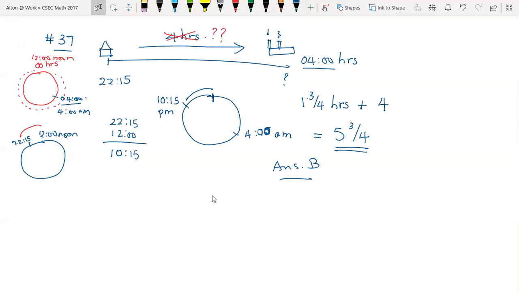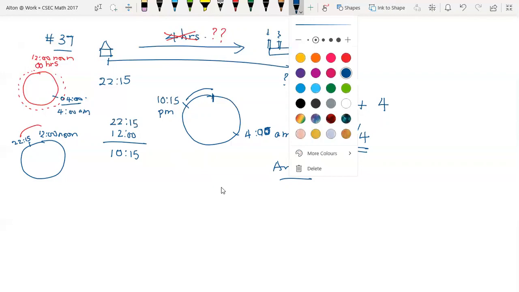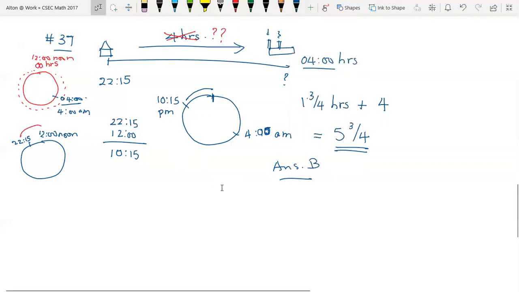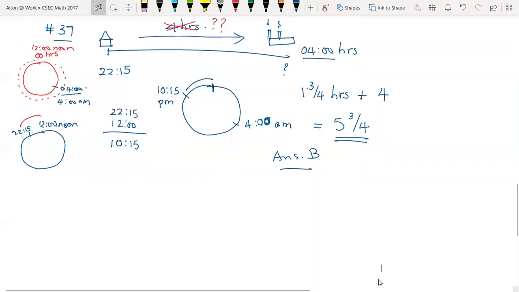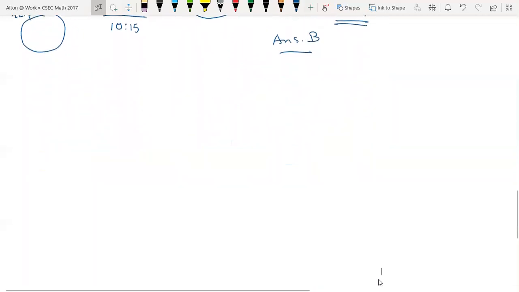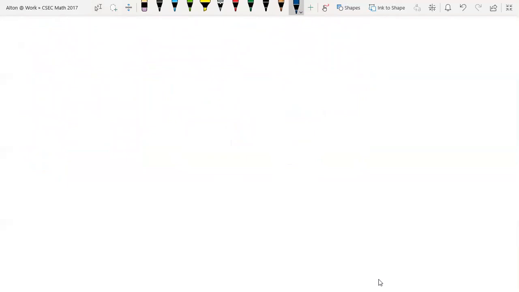Okay, let's go to question 38. Question 38 talks about the distance around a lake being 8 kilometers on a map. Distance around a lake is 8 kilometers.